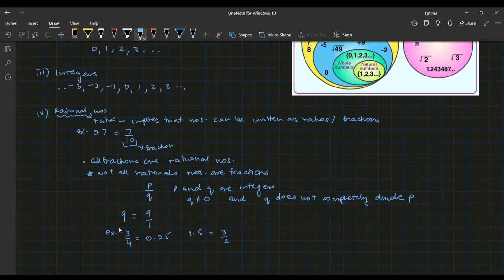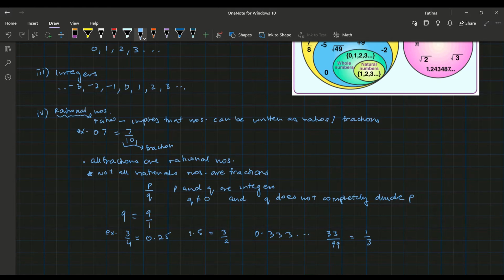In the same way, another example would be 0.333 and so on. This can be written as 33 by 99, and that is equal to 1 by 3. Now over here, 1 is not completely divisible by 3. You end up getting a decimal place, a recurring decimal to be more precise, and 3 is not equal to 0, and 1 and 3 are both integers. So it's a fraction and it's a rational number, and 0.333 is a rational number as well.